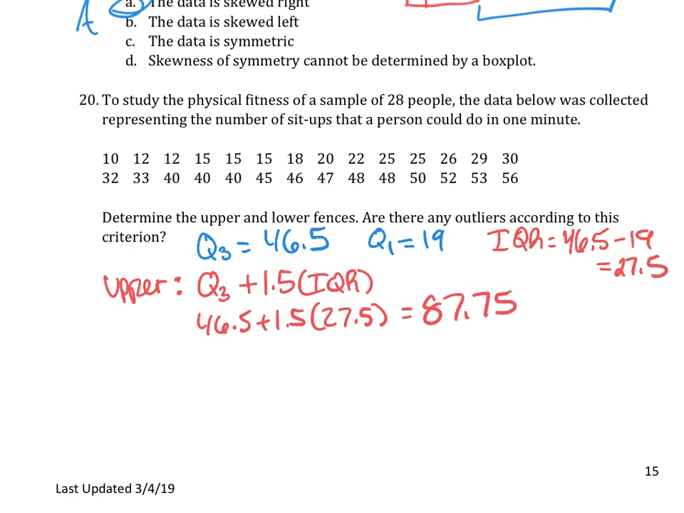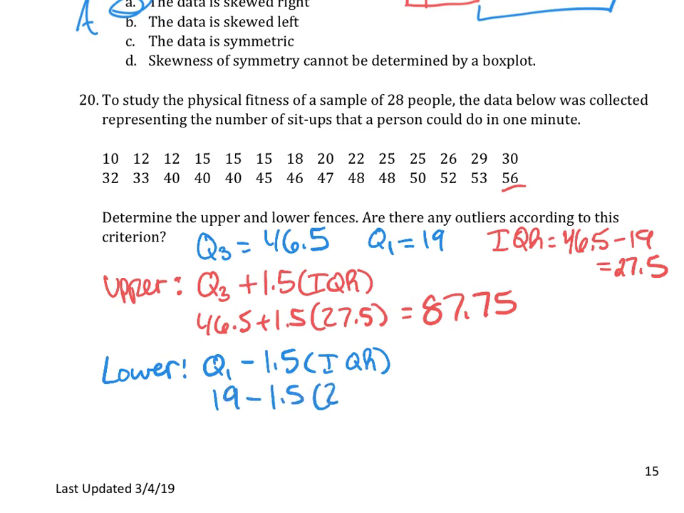Then we can look at our data and see, are any of our values larger than 87.75? There aren't any. 56 is the largest, which is still within that bound, so we're good there. Then we do the lower fence. Should be our lower quartile minus 1.5 times the IQR. So that'd be 19 minus 1.5 times 27.5, which equals negative 22.25. And none of our values are less than the lower fence. None of them are negative, so this means there are no outliers.